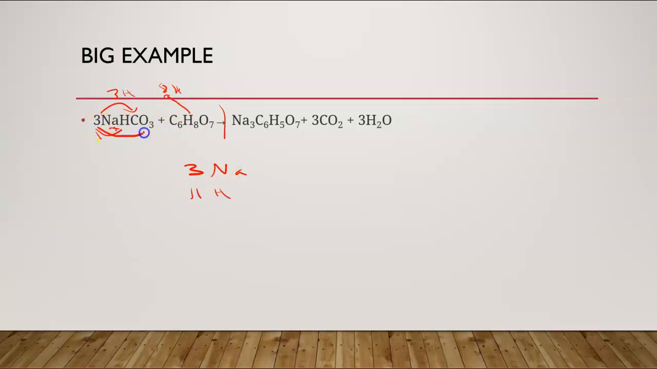And then we have 3 times the carbons. We have 3 carbons here, but then we also have 6 carbons here. So that's a total of 9 carbon over here. And then for the oxygen, 3 times 3 is 9. So we have 9 oxygen here, plus the 7 oxygen here. So 9 plus 7 is 16 oxygen. This is more advanced stuff that we'll do with balancing equations. The same thing over here.